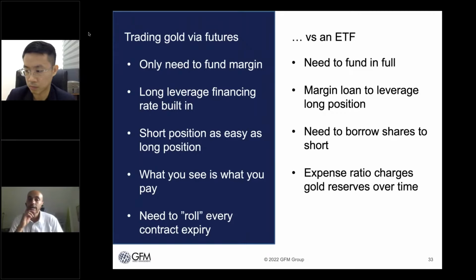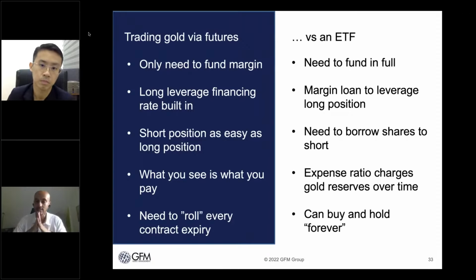Your expense ratio means that even though you buy your gold ETF, over time that share of the ETF is going to hold less and less gold, because the ETF sponsor needs to get paid and they sell off some of the gold, which is why a share of GLD no longer represents 1/10 of an ounce. It used to, but it represents less and less gold every month as they sell gold to cover their expenses. But the big advantage is you can buy and hold it, quote, forever. You don't need to worry about rolling.